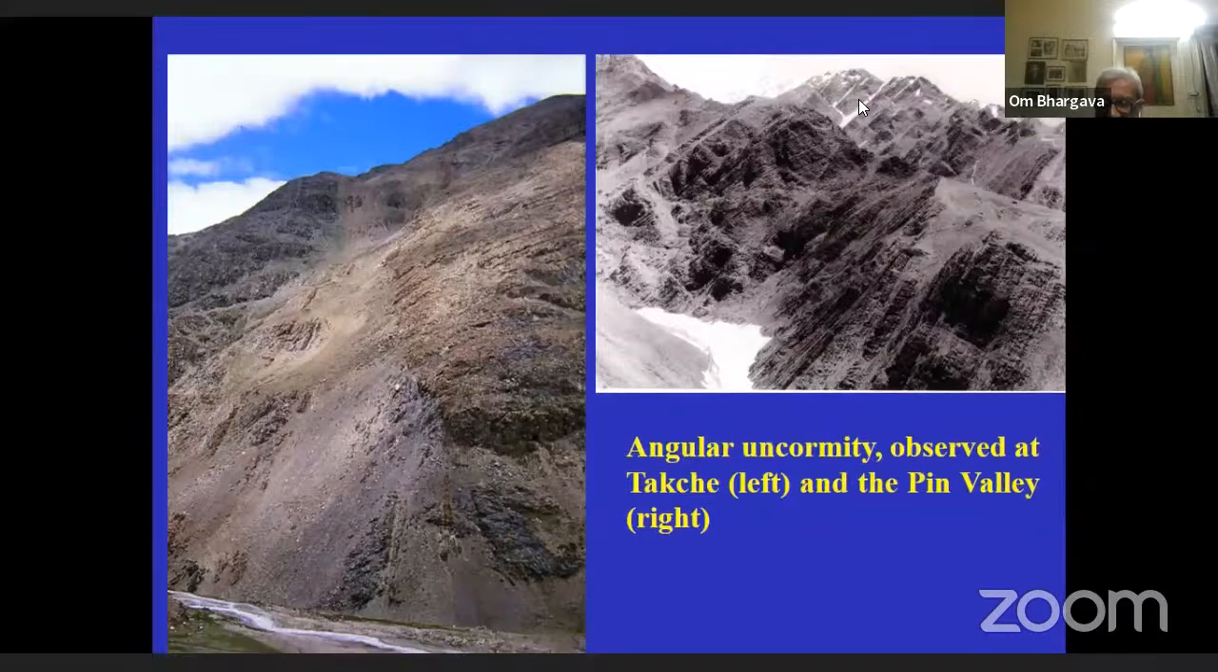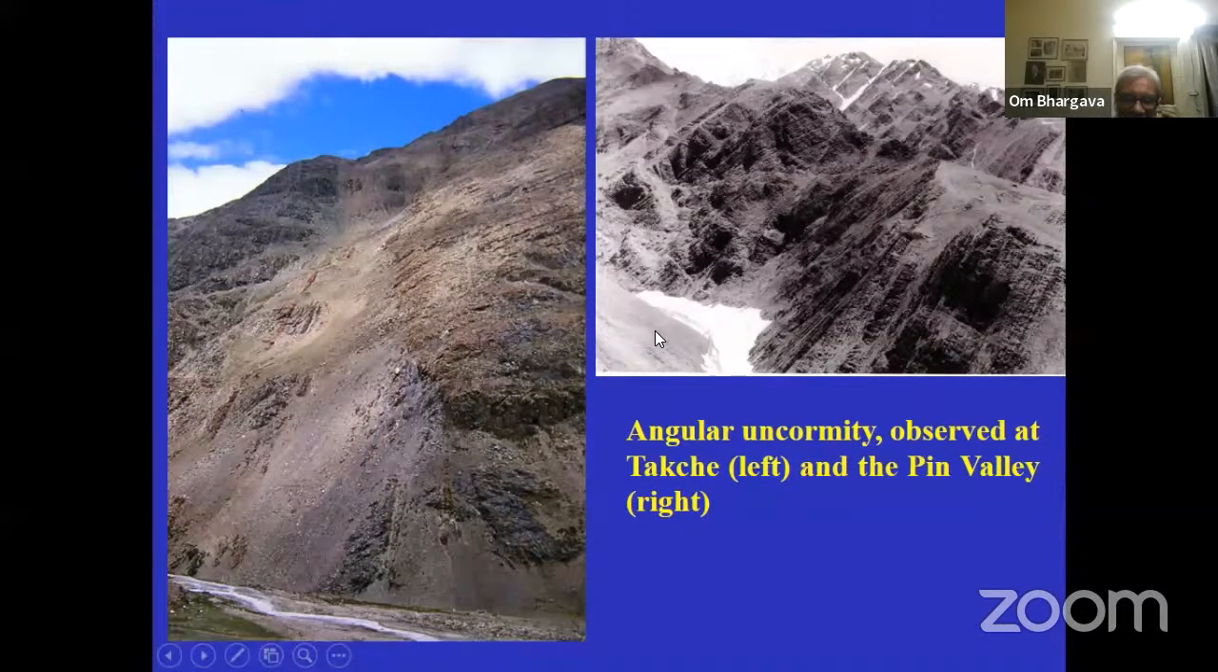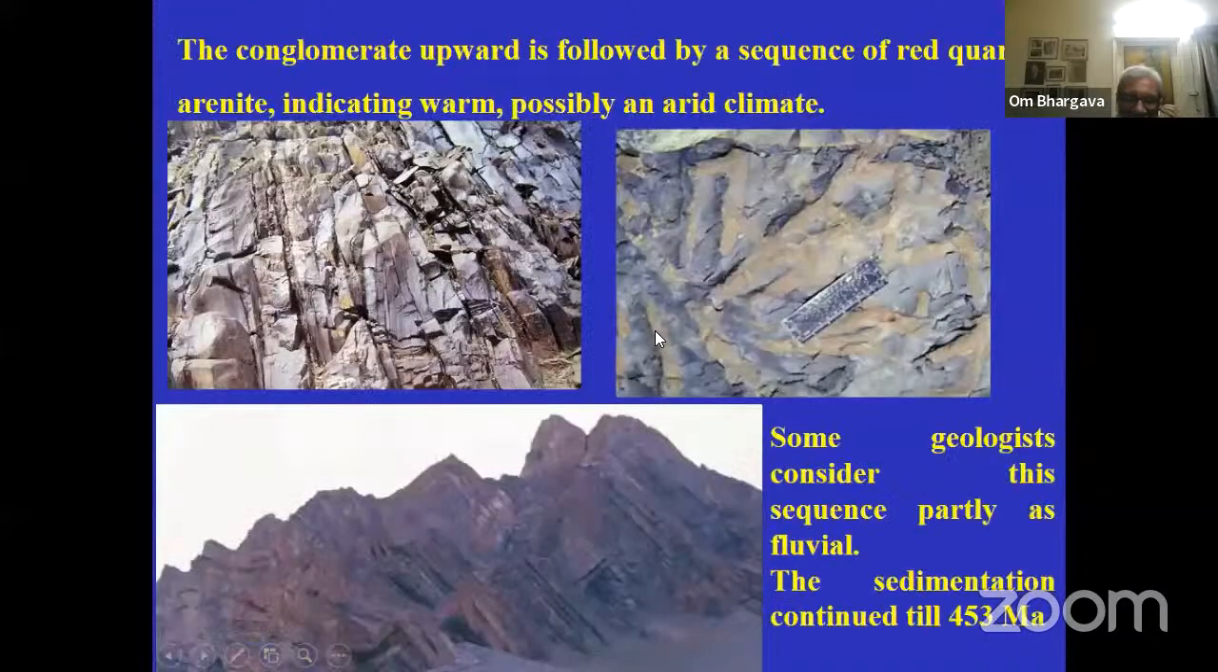I can pick a pointer here, then it will be much easier for you. Anyway, so you can see the angular unconformity on the left side in the upper Spiti Valley, and what you see in the Pin Valley. And after the conglomerate, the arenites were deposited.